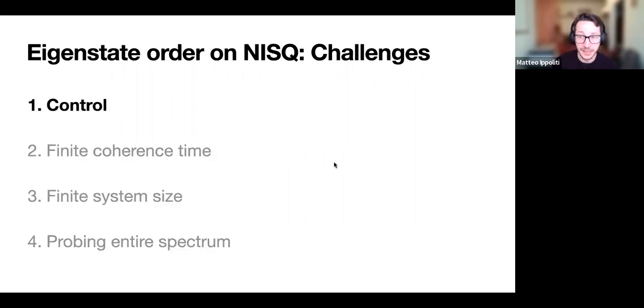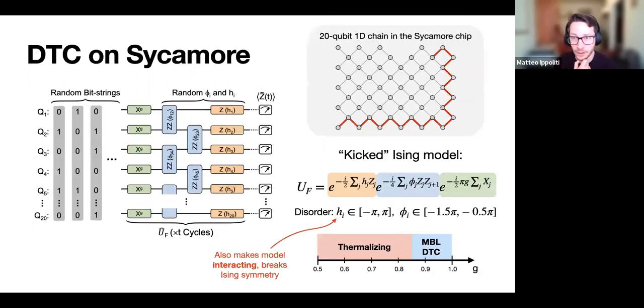So let me start from the beginning. The challenge of realizing this problem on the Sycamore chip is basically tackled in the following way. So we take a one-dimensional subsystem of our two-dimensional chip.